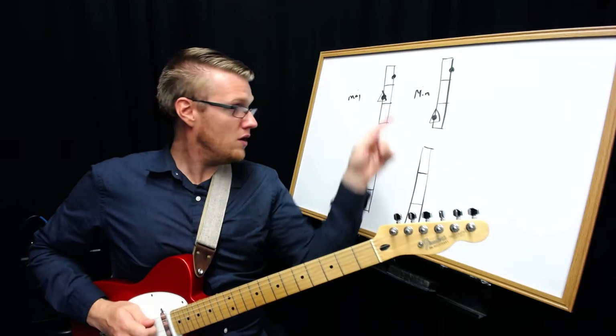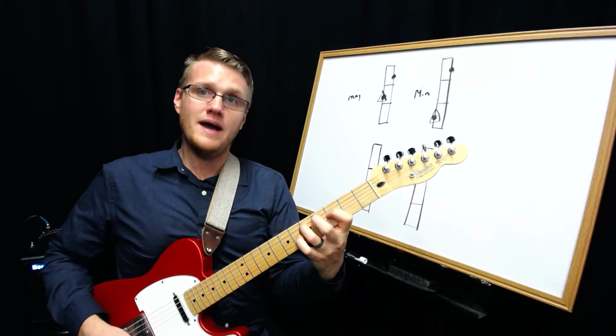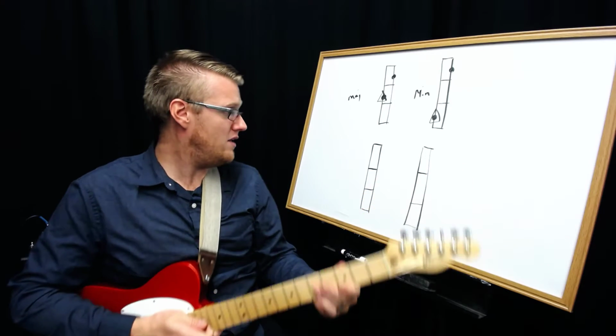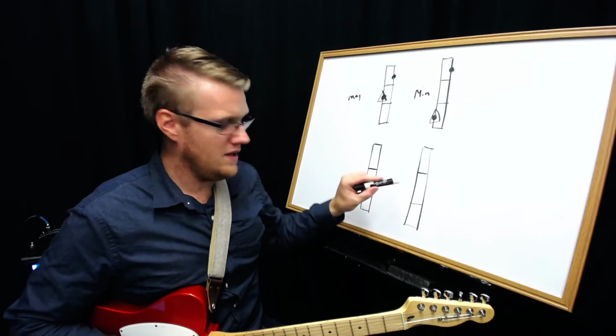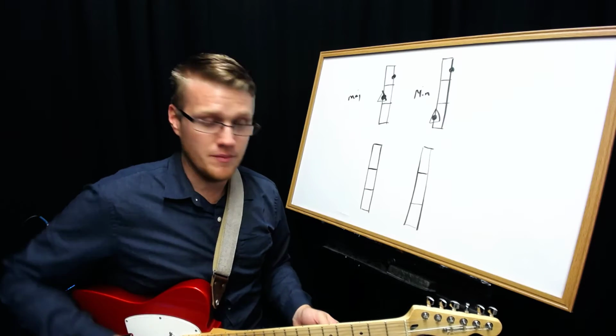Then I could lower that third. I can lower it down 1 to get a minor third interval. So here's major. And here's minor. All right, now let's talk about the interval of a third between the B and G string. Now those are a third apart.